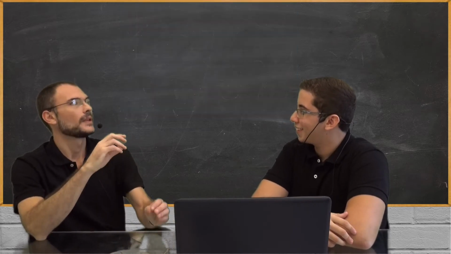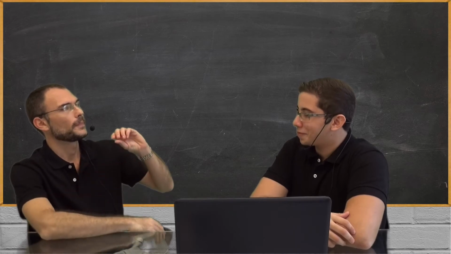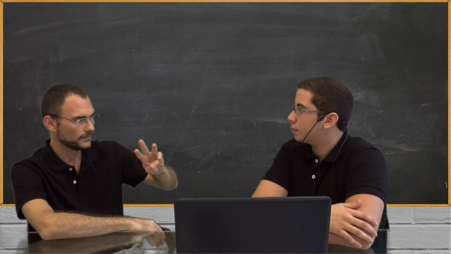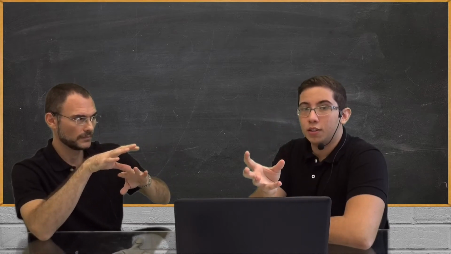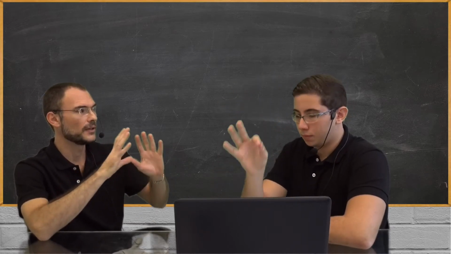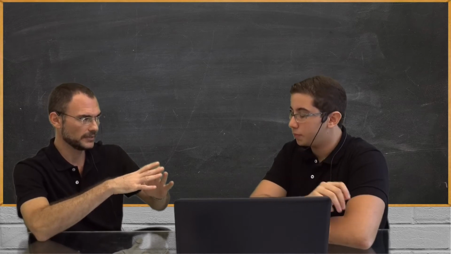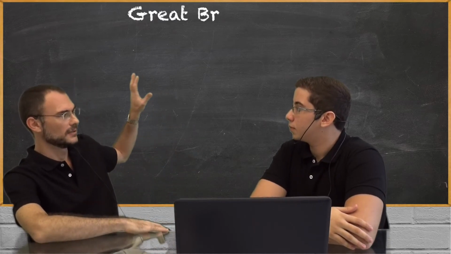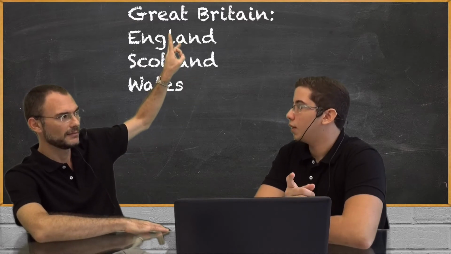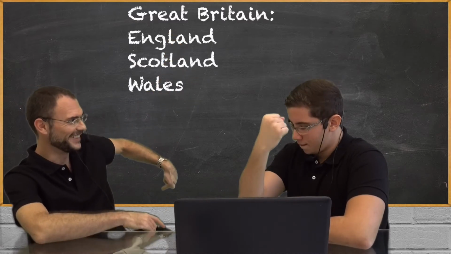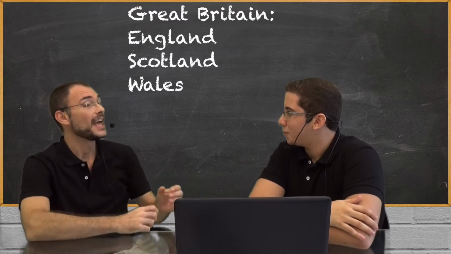Great Britain is 3 countries. Great Britain, not the United Kingdom, but just Great Britain. Only 3 countries, which are England, Scotland up there, and then Wales down here.